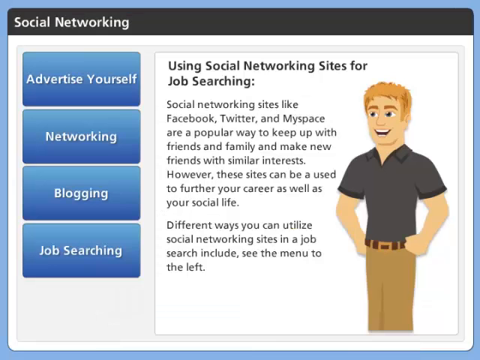Using social networking sites for job searching. Social networking sites like Facebook, Twitter, and MySpace are a popular way to keep up with friends and family and make new friends with similar interests. However, these sites can also be used to further your career as well as your social life. Different ways you can utilize social networking sites in a job search include, see the menu to the left.